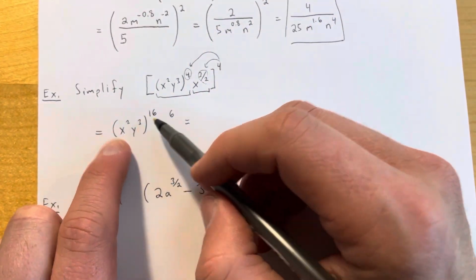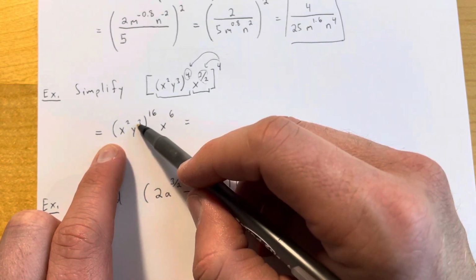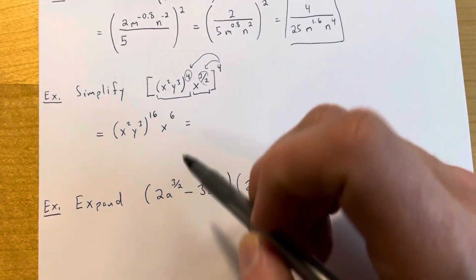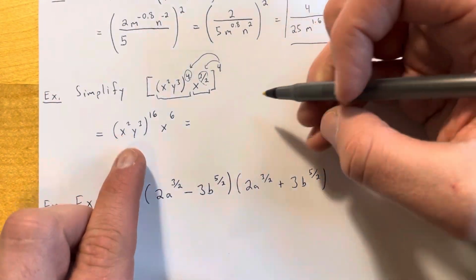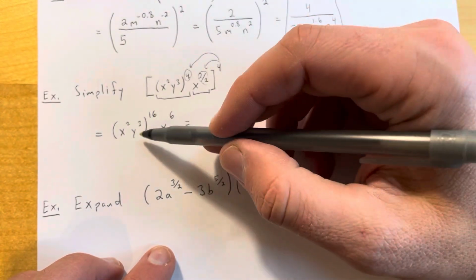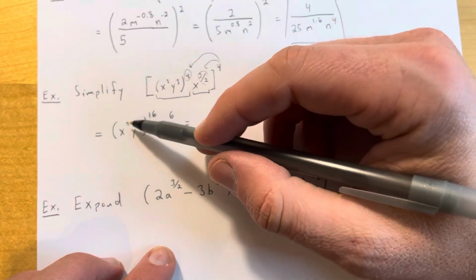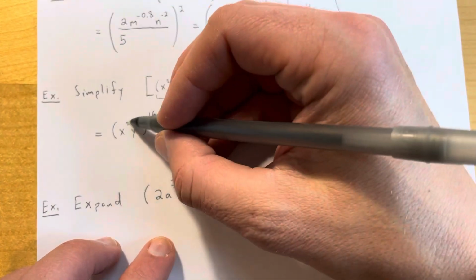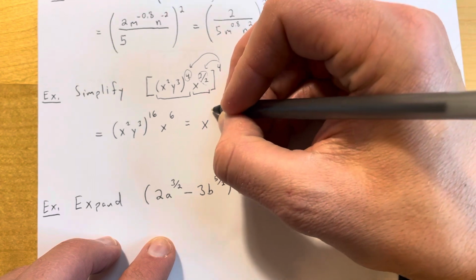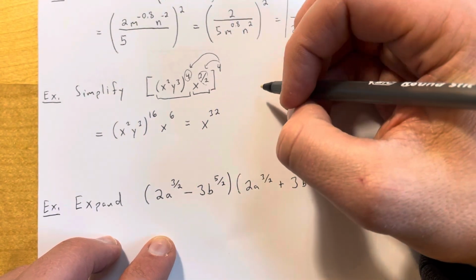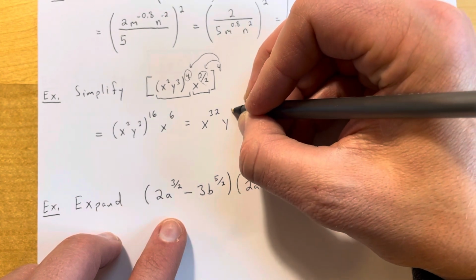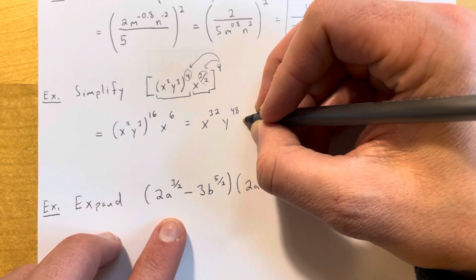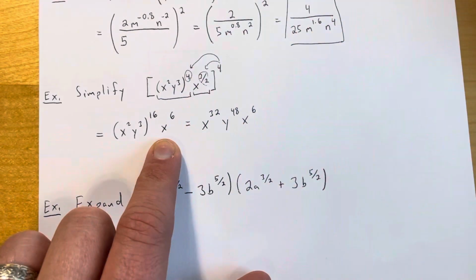I have another set of parentheses with a product on the inside and an exponent on the outside, and we can bring that exponent into each part of that product. But then I'm going to have a power to a power in each of those cases, so I can multiply those exponents. 2 times 16 is 32. This becomes x to the 32nd power. 3 times 16 is 48, so I get y to the power of 48 here. And then this x to the 6 is still there.